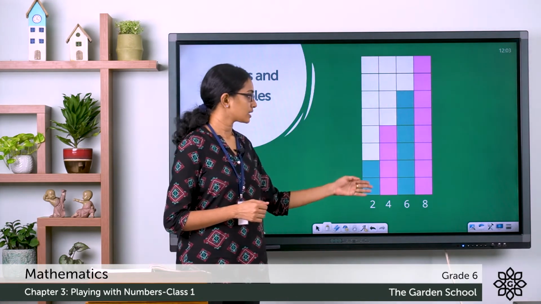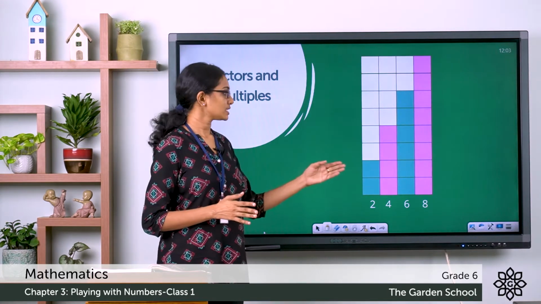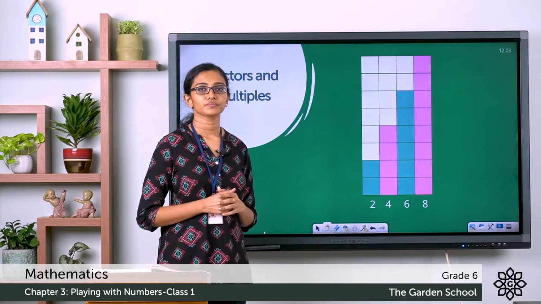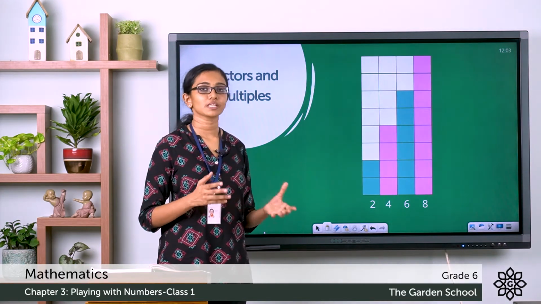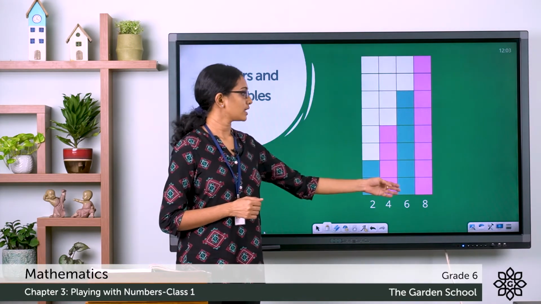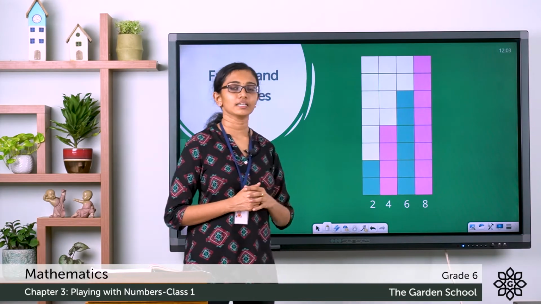So here I have colored 2 boxes. This represents the number 2. Now here I have colored 4 boxes. This represents the number 4. Here 6 boxes are colored and here 8 boxes are colored.